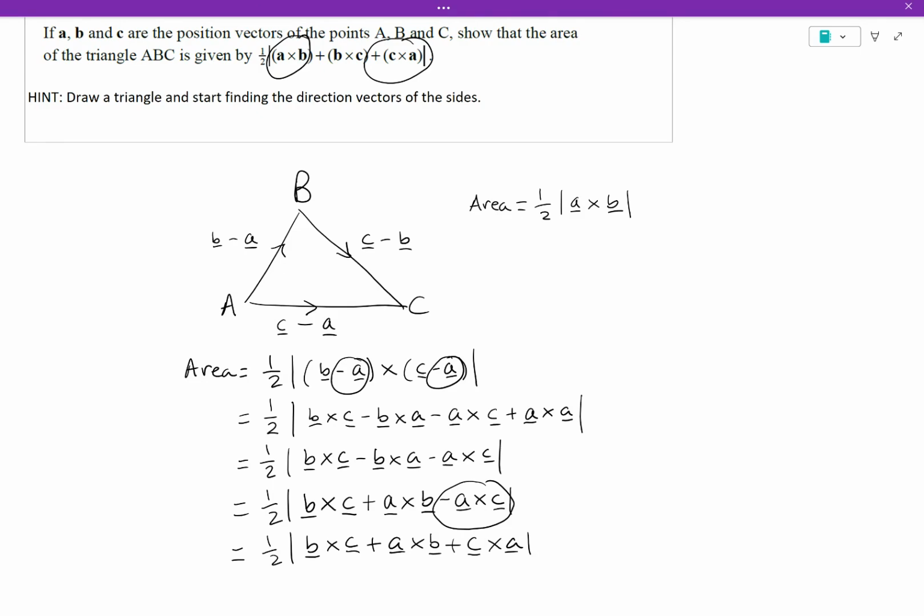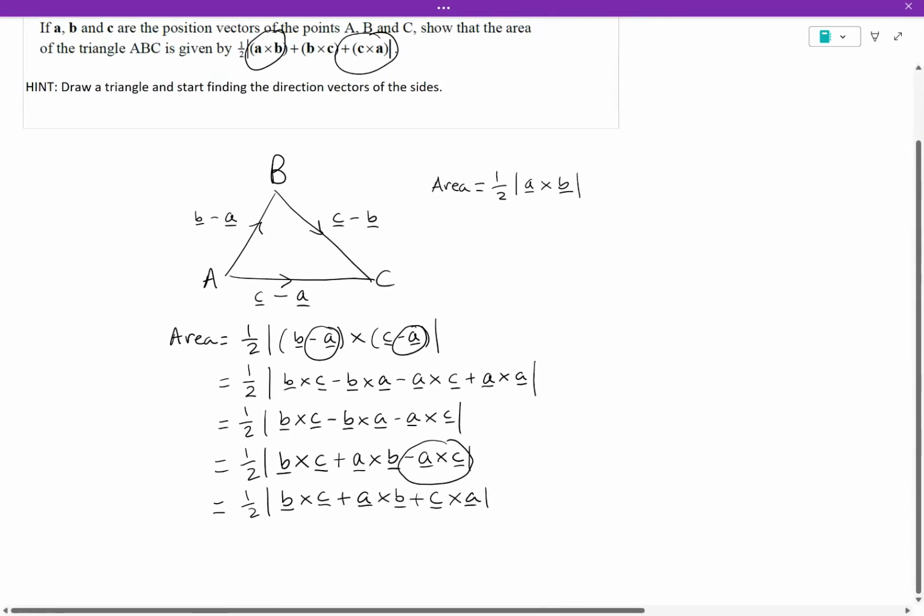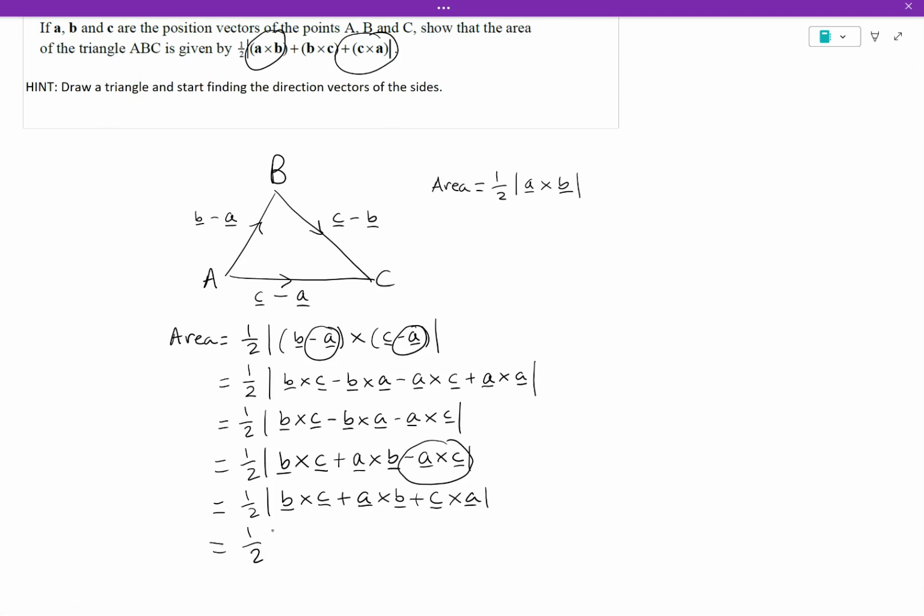However, I do just need to reorder it because our three vector products are being added and addition is commutative, so I can shift them around. So I would write the a cross b first, then plus the b cross c, and then finally plus the c cross a, as required.